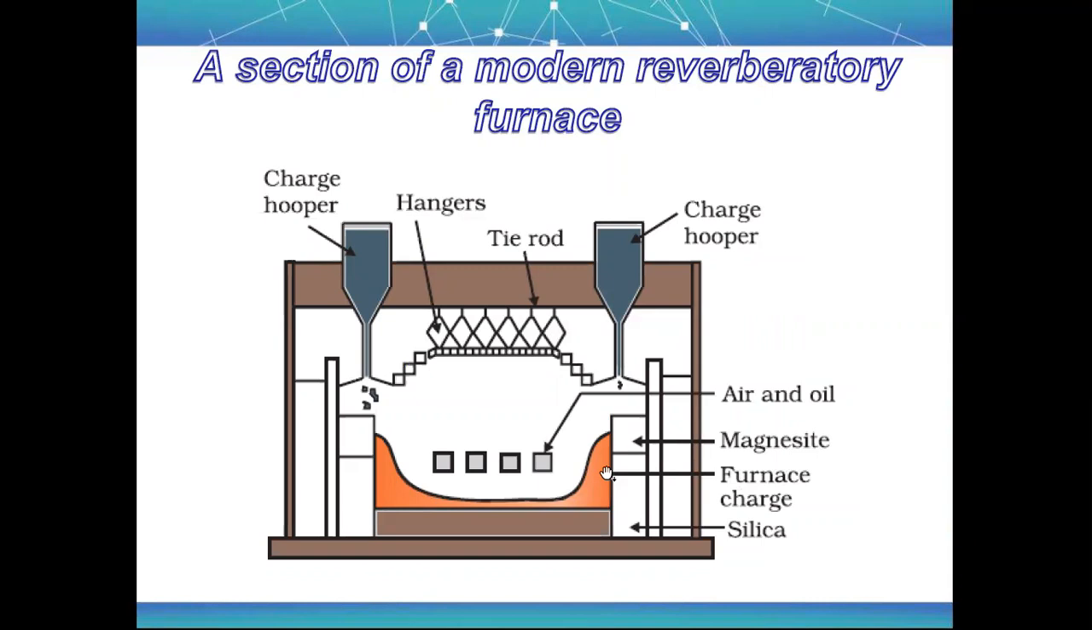Next is the furnace charge of silica, and these are the charge hoppers through which we enter our ore, and these are the hangers, these are the tie rods with which this furnace is connected. So whenever we put the concentrated ore into these hoppers, it enters the furnace, reacts with the air and forms oxide there. And silica is used to trap the extra air from the chamber.